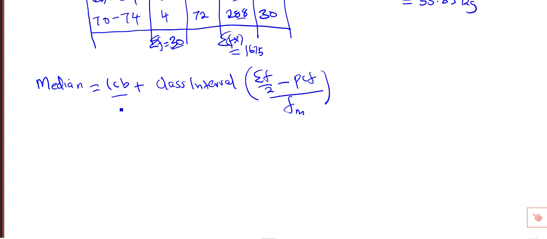Now this one is the lower class boundary. For you to get the lower class boundary, you first of all need to find the median class. For the median class, you take sum of f divided by 2, which is 30 divided by 2, which gives us 15. Now you use this number to identify the exact median class.